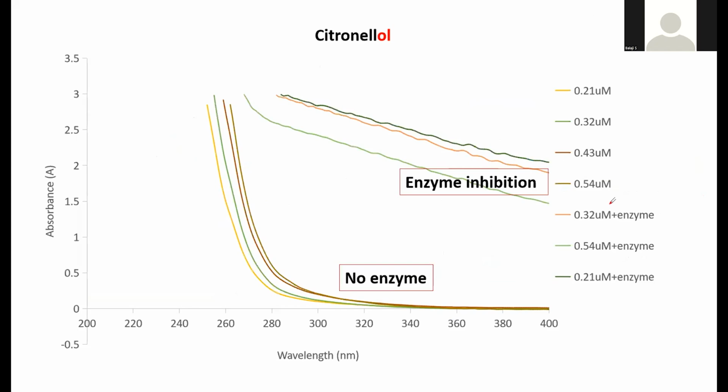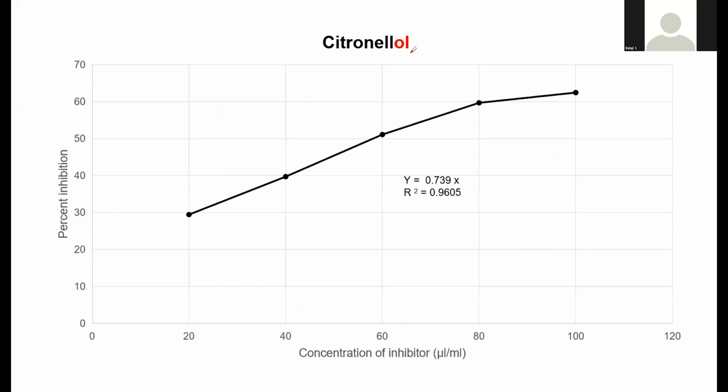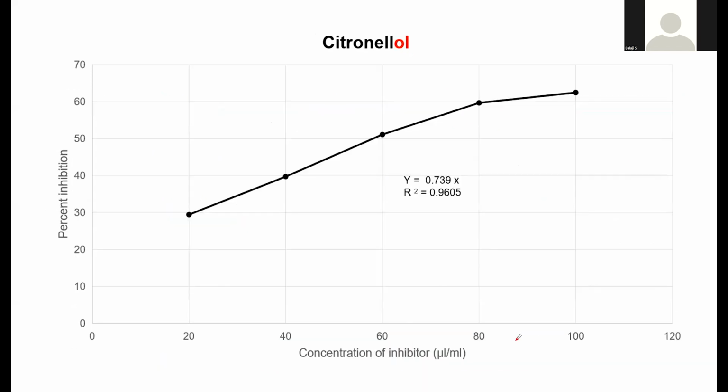Similarly, there are plots for other compounds, shown for the alcohol version, citronellol, and the aldehyde version, citronellal. Then we computed the IC50 percentage based on the slope obtained from these points at different concentrations. The concentrations were mentioned in the previous slides: 0.11 micromolar, 0.22 micromolar, 0.33 micromolar, and so on, right? These are without enzyme, and the same with enzyme.